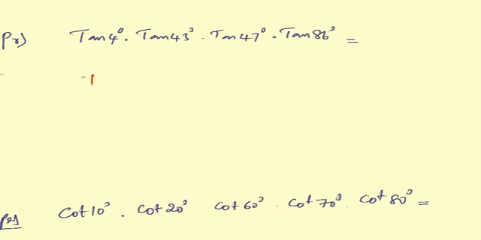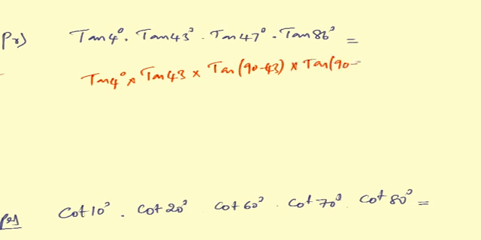Tan 4 degrees, just write it as tan 4, and tan 43, just write it as tan 43, and tan 47, friends, you write it as tan (90 minus 43). And I will write tan 86 as tan (90 minus 4) degrees, friends. So this is the same thing, and I am copying tan 4 degrees and tan 43 degrees. It is multiplication.